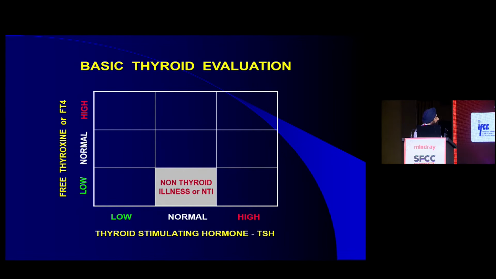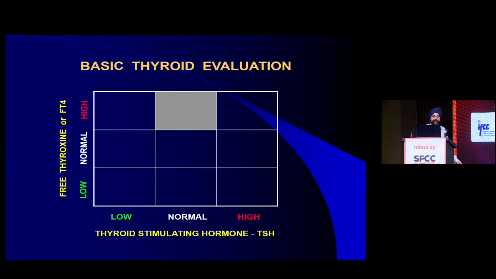FT4 is high and the TSH is normal. This is something that we encounter in our lab almost every day. Anybody? So it could be non-thyroid illness, but more often than not it is patients who are over-treated on L-thyroxine. Very often the patients are over-treated, the FT4 levels are high and the TSH levels are normal.